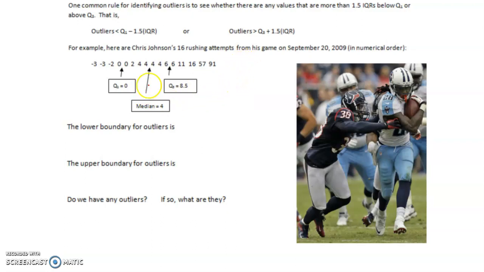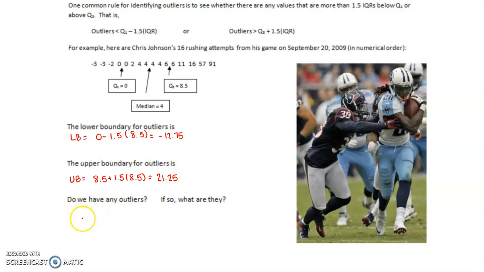For this data, our Q1 is 0, our Q3 is 8.5. So my lower boundary would be 0 minus 1.5 times 8.5, because the IQR is 8.5 minus 0, which is 8.5, and that gives me negative 12.75. The upper boundary is going to be 8.5 plus 1.5 times 8.5, which is 21.25.